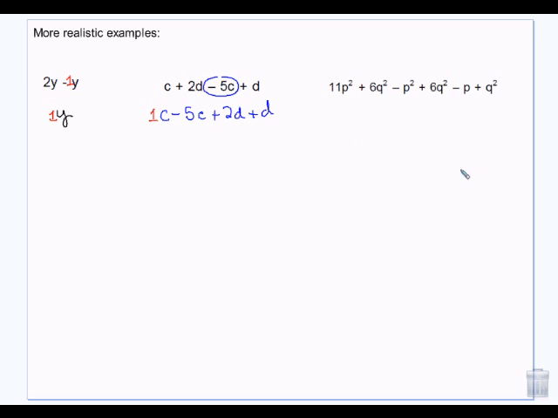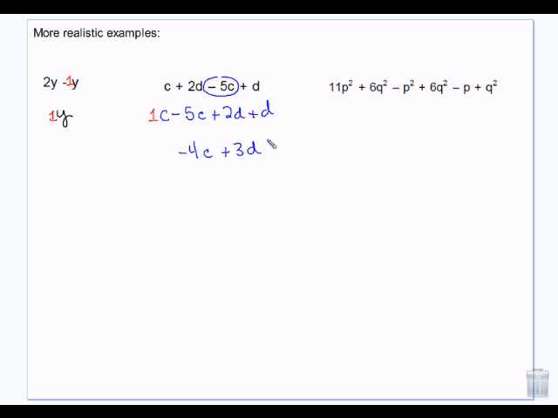So I have 1 minus 5, negative 4, and then 2 plus 1. So 3d. And that's as simplified as it gets because I can't mix. This would be like cats and that would be like dogs, and unless you're a Nickelodeon cartoon, there's no such thing as a cat dog.